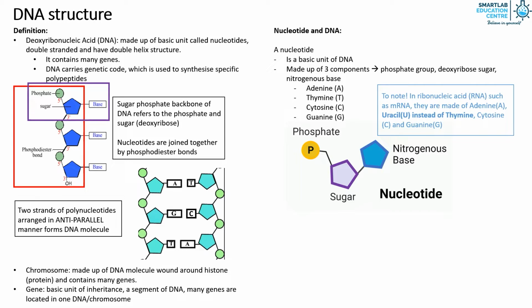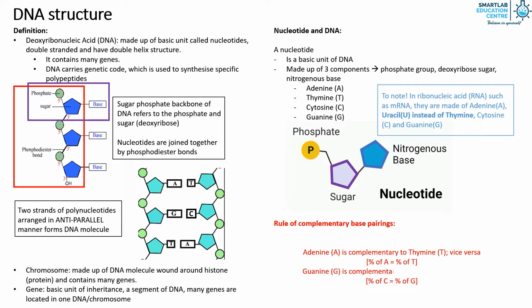So how do the nucleotide bases pair up? They follow the rule of complementary base pairings. The rule is as follows: adenine is complementary to thymine and vice versa. And cytosine is complementary to guanine and vice versa. In simple terms, A and T will always pair up, C and G will always pair up. Therefore, the ratio of A to T and C to G in an organism is always 1:1.